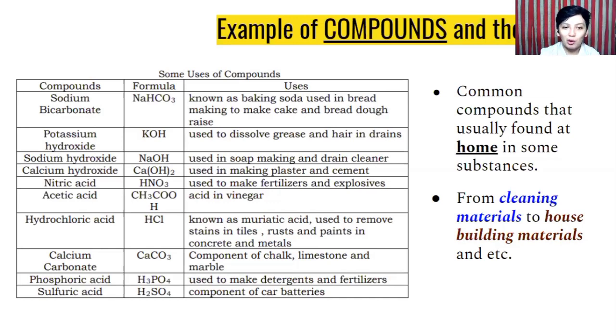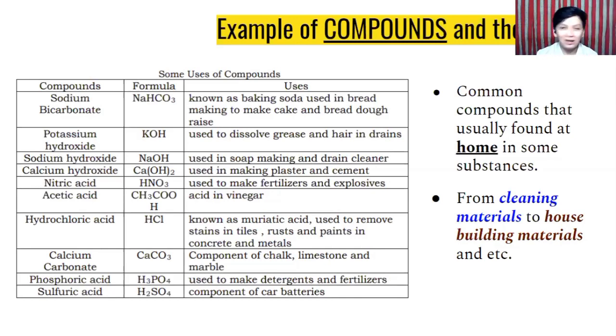Then hydrochloric acid, HCl, known as muriatic acid, used to remove stains in tiles, rust, and stains in concrete and metals. Calcium carbonate or CaCO3, component of chalk, limestone, and marble. Phosphoric acid, H3PO4, used to make detergents and fertilizers. Sulfuric acid, H2SO4, component of car battery.